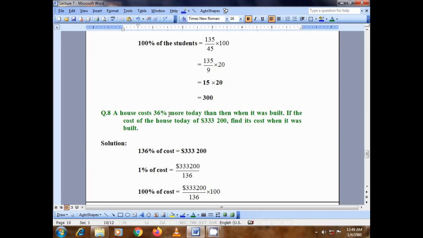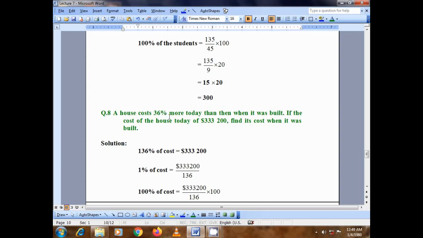Now here we have given 36% more. It means that the percentage is increased since the house was built. If the percentage is increased, then we will add this 36% to 100, just like we have done in question number 1. If we have given increase percentage, then we will add the given percentage to 100. Or if we have given decrease percentage, then it means we will subtract the given percentage from 100.